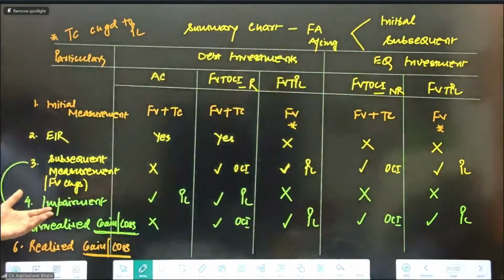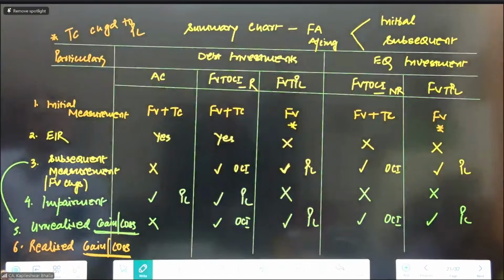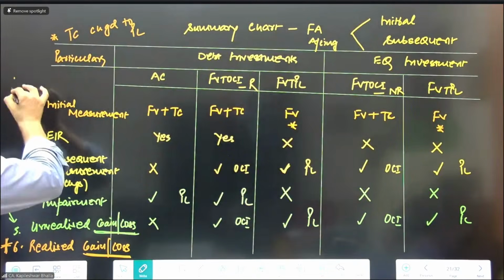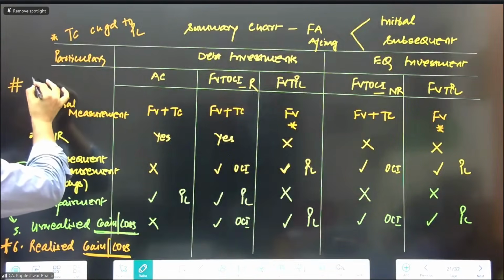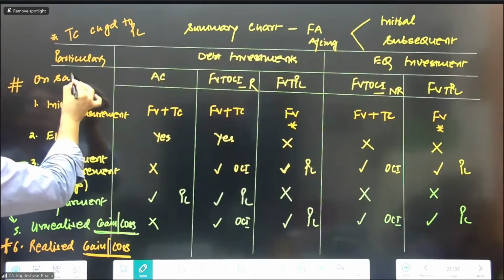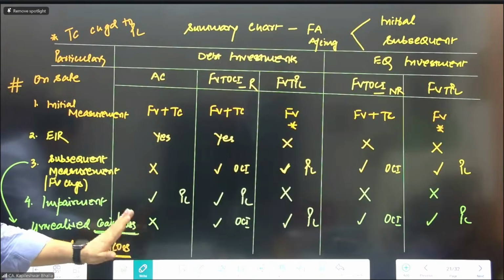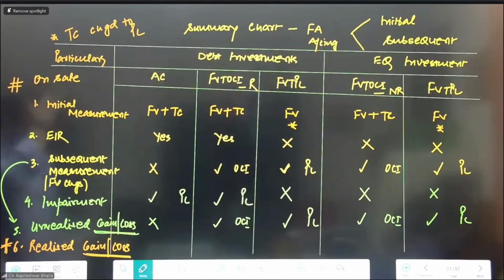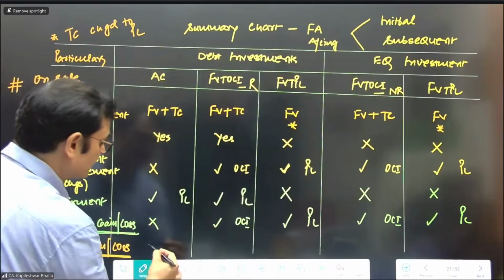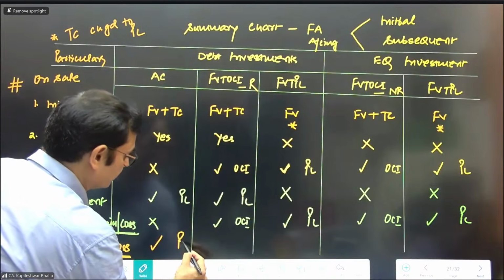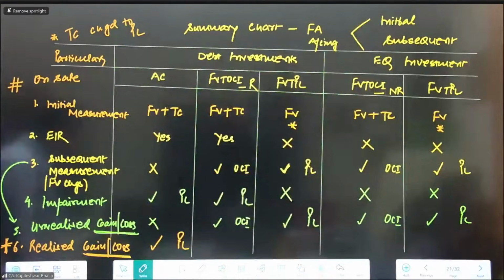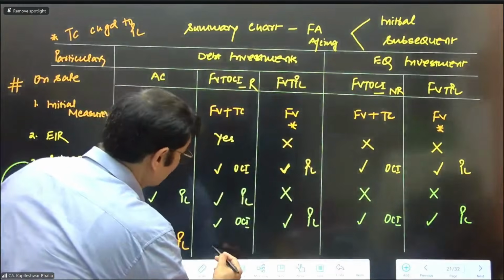So let's now come to the point. This realized gain or loss is supposed to be, you can say, on sale. When you go to sell the investments, then that would arise. So tell me, where will you take the gains or loss in AC? If you sell the investments, realized gains or loss will be captured. Captured where? Profit and loss. In terms of OCI, or yes, where do you capture?